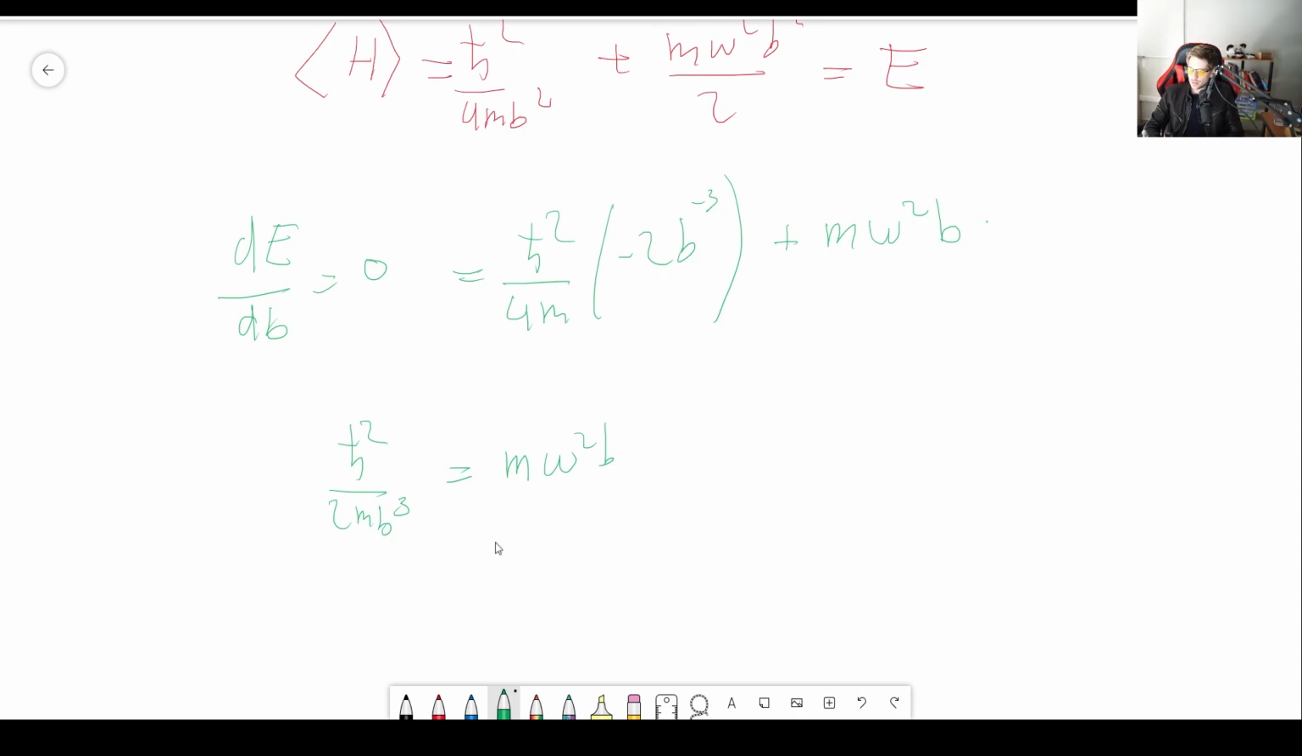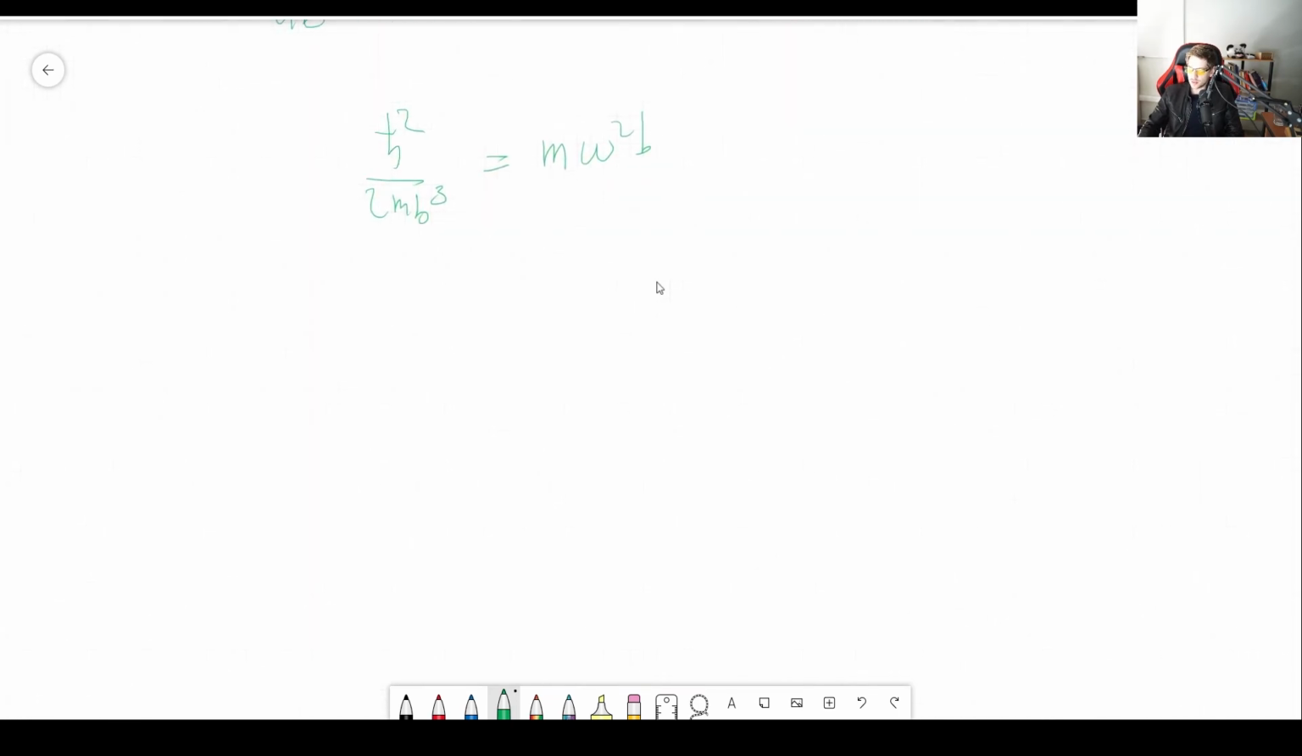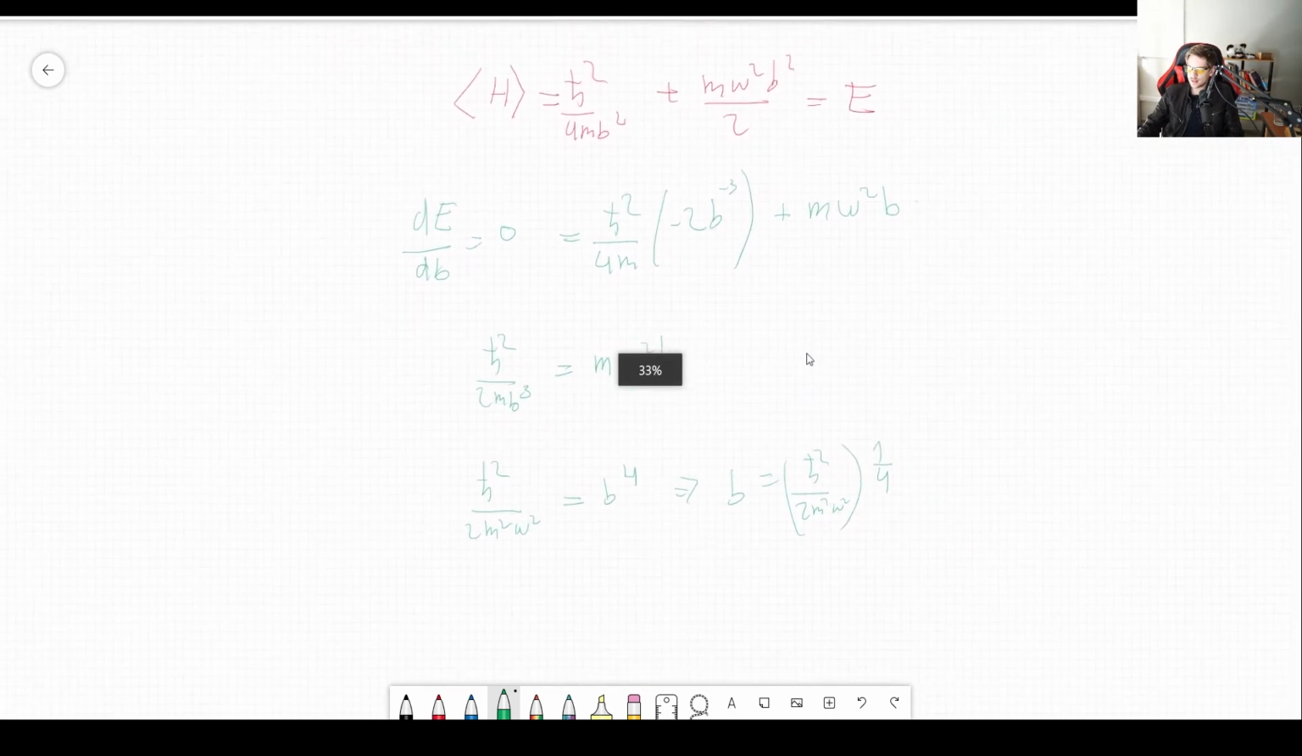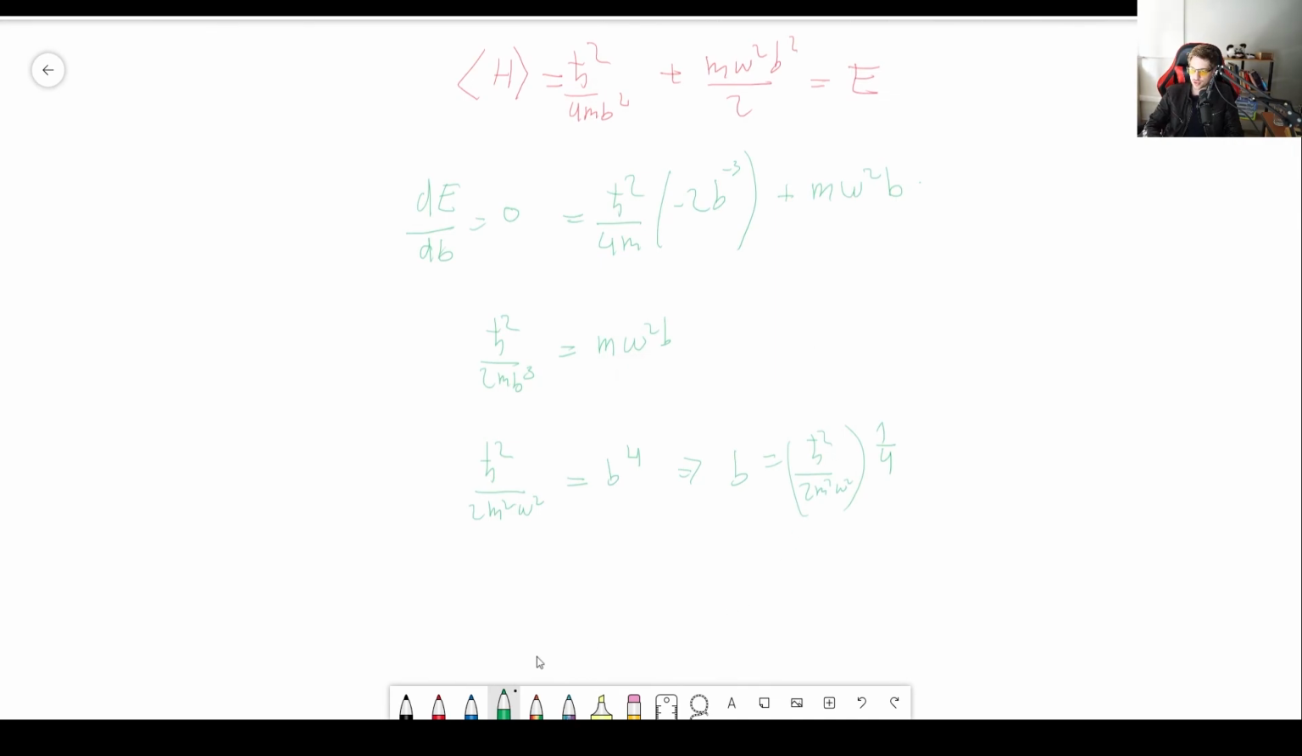Okay, so b of course can't be 0. Let's multiply by b cubed. Whoops, a little bit too much. So h bar squared divided by 2m squared omega squared. This is equal to b to the 4th power. And well, of course, that means that b is going to be h bar squared over 2m squared omega squared to the 1/4 power. Okay, so let's plug this into our formula for the energy, and let's see how good or bad of an approximation it is.